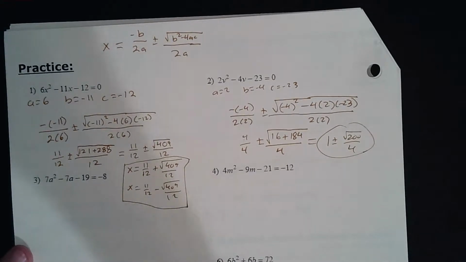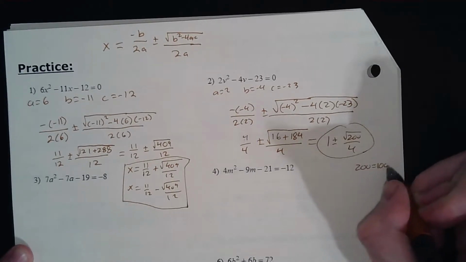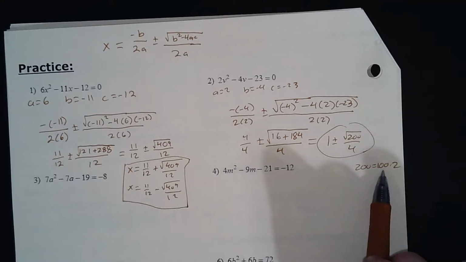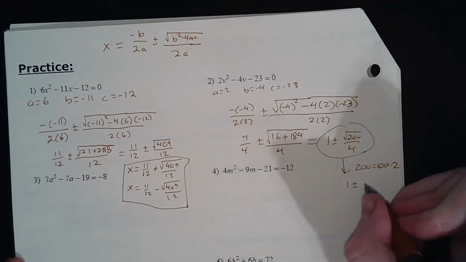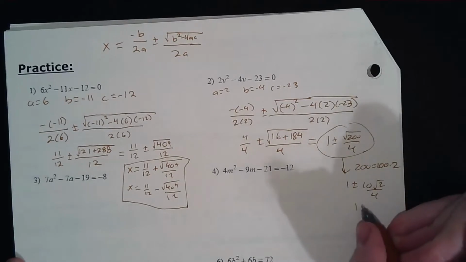The 200 there, you can rewrite 200 as 100 times 2. Because of that, the square root of 100 is 10, so I can actually rewrite this as 1 plus or minus 10 rad 2 over 4. And 10 over 4 reduces.